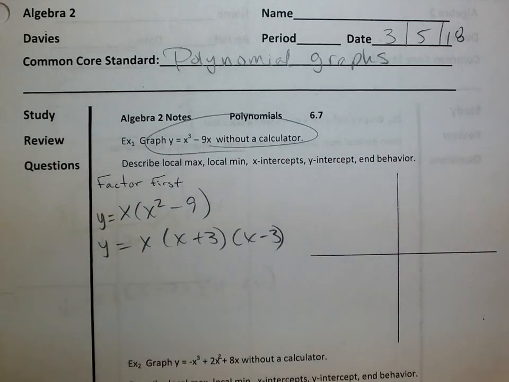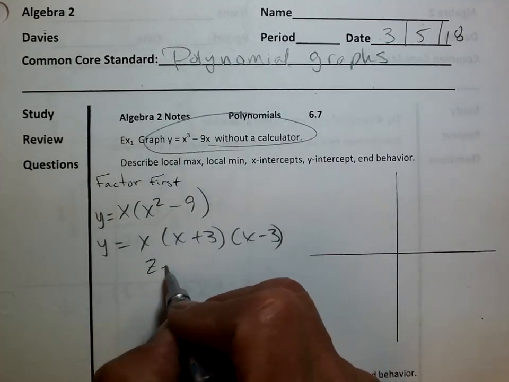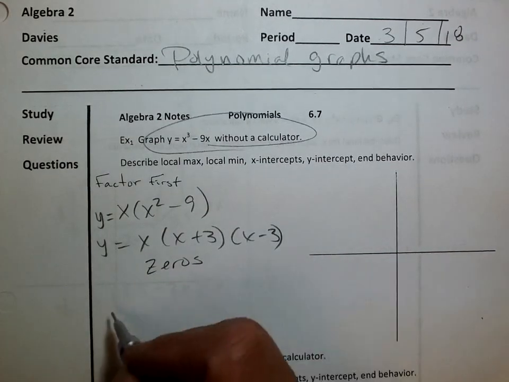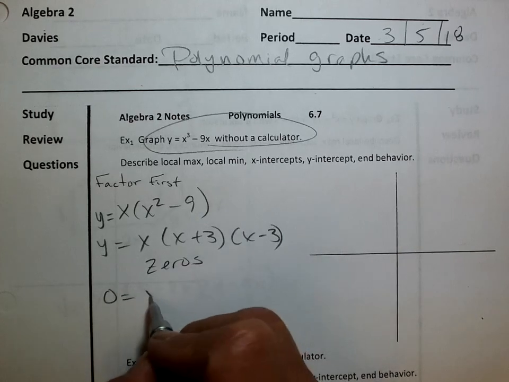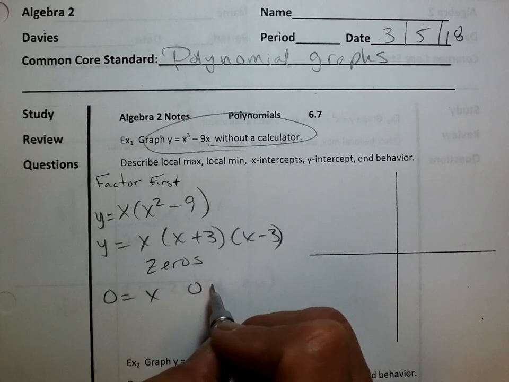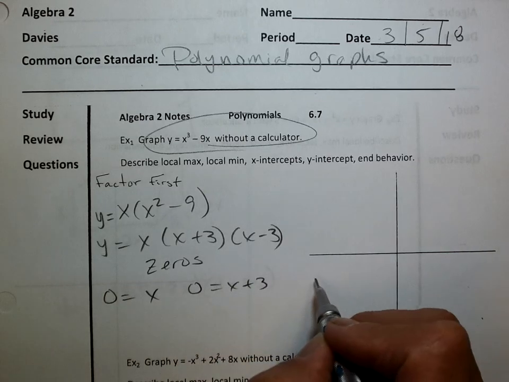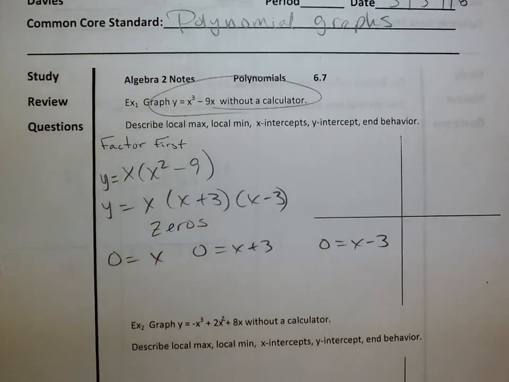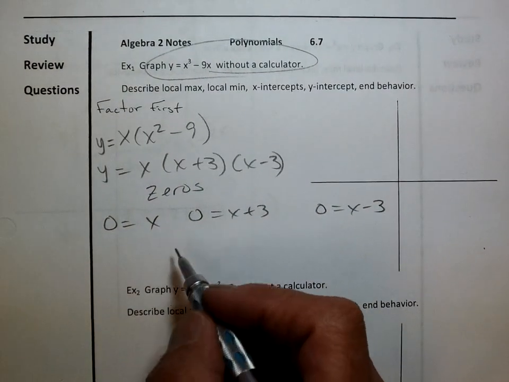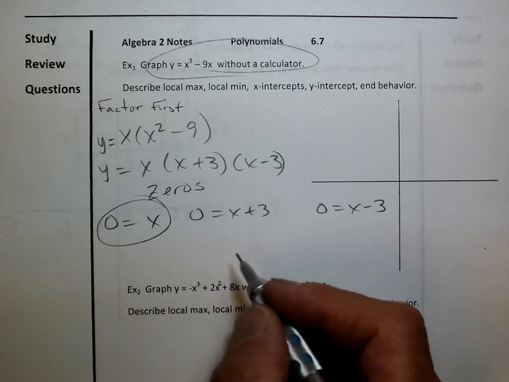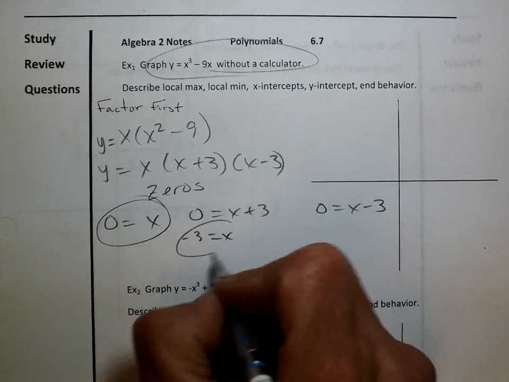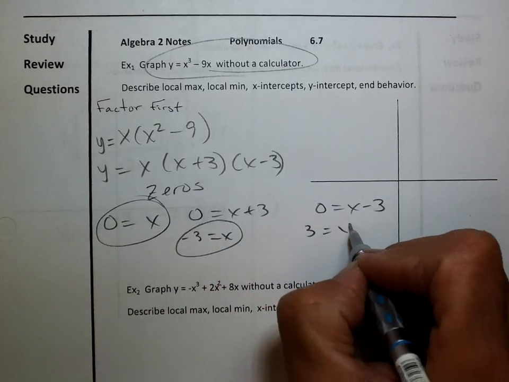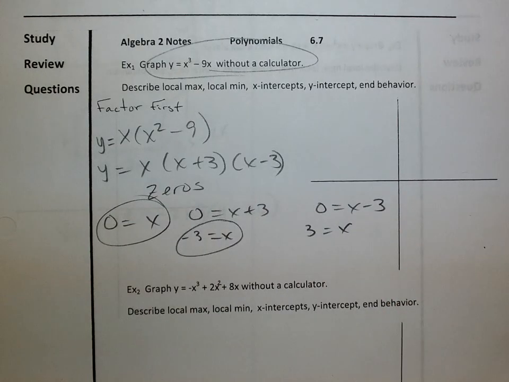Now, we know it's going to have 3 answers, and the 3 answers are going to be the zeros. So to find the zeros, we're going to set it equal to 0: x equals 0, 0 equals x plus 3, and 0 equals x minus 3, right? So we're just looking for the 3 zeros. We've done this before. So one zero is x equals 0, another zero is negative 3, and another zero is 3. Since these are real numbers, they're also x-intercepts.